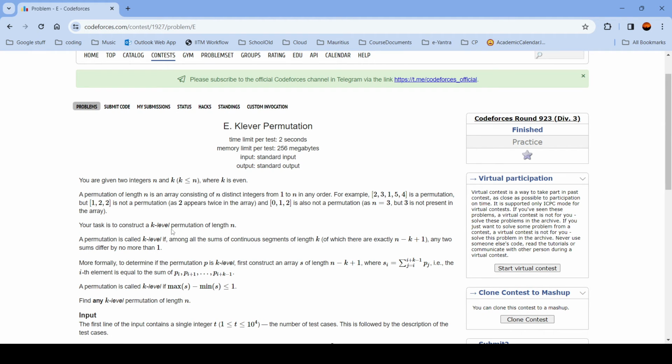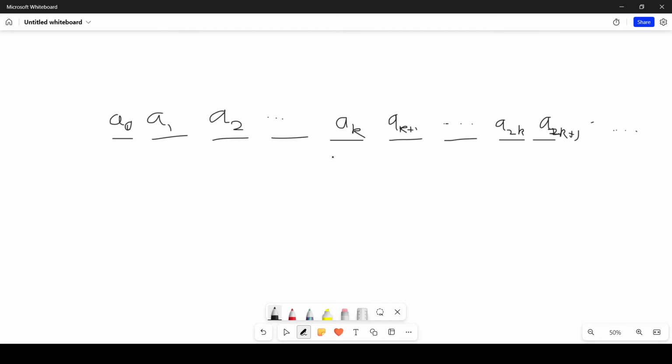And a k-level permutation is when we take all the sums of continuous segments of length k. That is, if k is 3, then the continuous segments will be 2, 3, 1; 3, 1, 5; 1, 5, 4. Then if we take the sums, the sums should differ by no more than 1. Formally, let's assume S_i is the sum of the first k elements starting from index i. Then the maximum value of S minus the minimum value of S should be at most 1. And we have to find any k-level permutation of length n. So that's the question. Let's get to the solution.